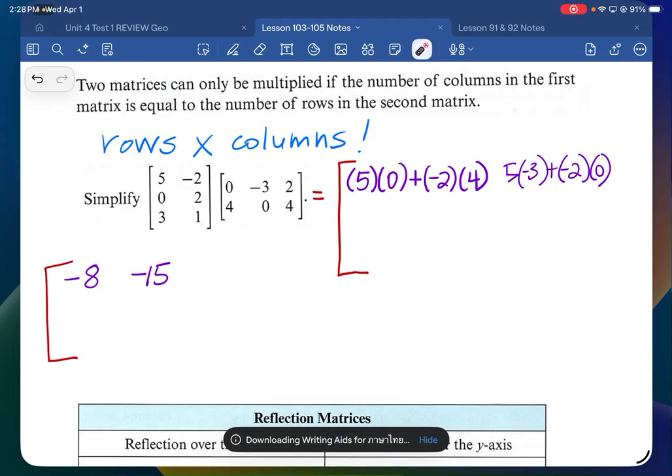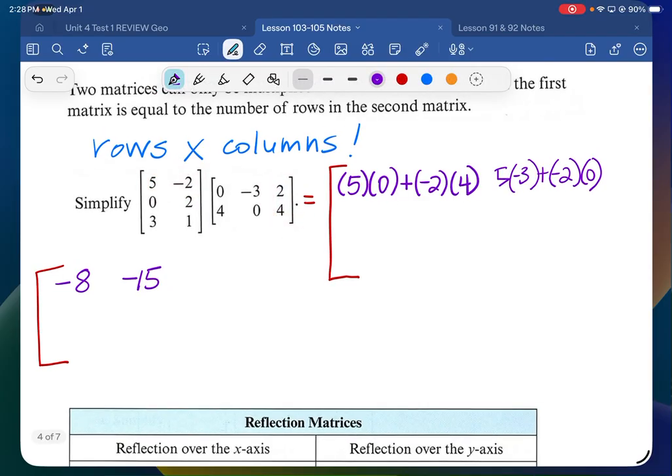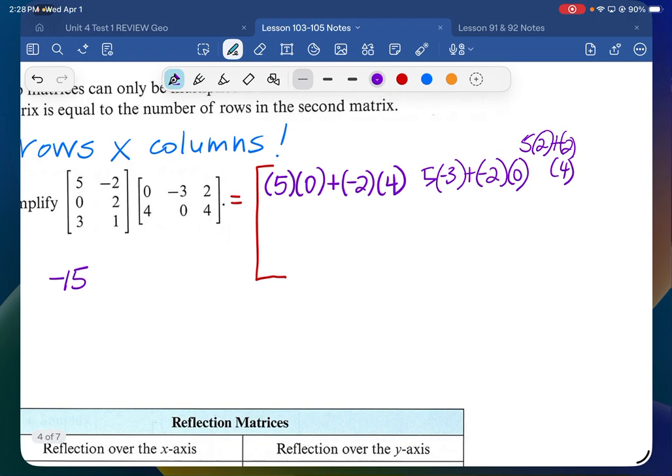Last, we're going to do first row, last column. So what do you think I'm going to write over here to my right? 5 times 2, negative 2 times 4. Yeah, 5 times 2 added to negative 2 times 4. Sorry, I'm running out of space over here on my right. Wait, for the second one, actually, look, I had more room.